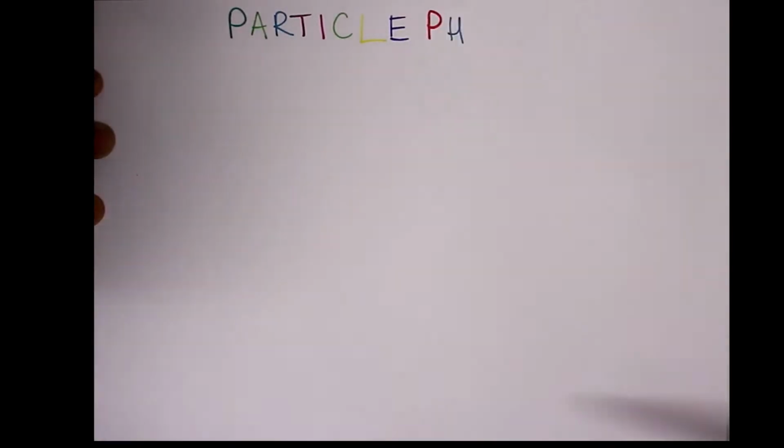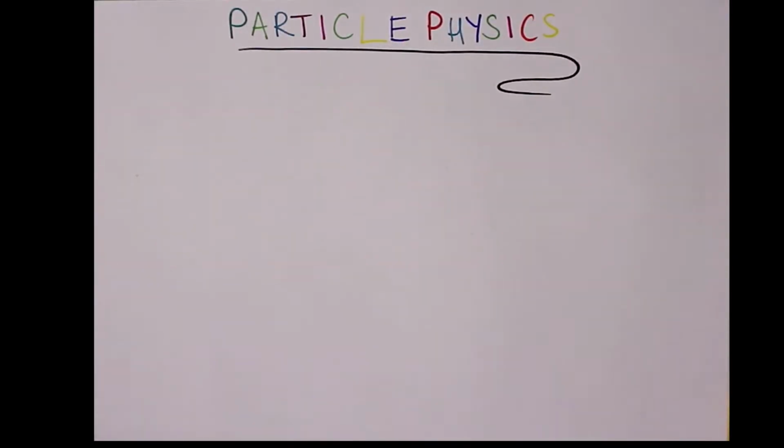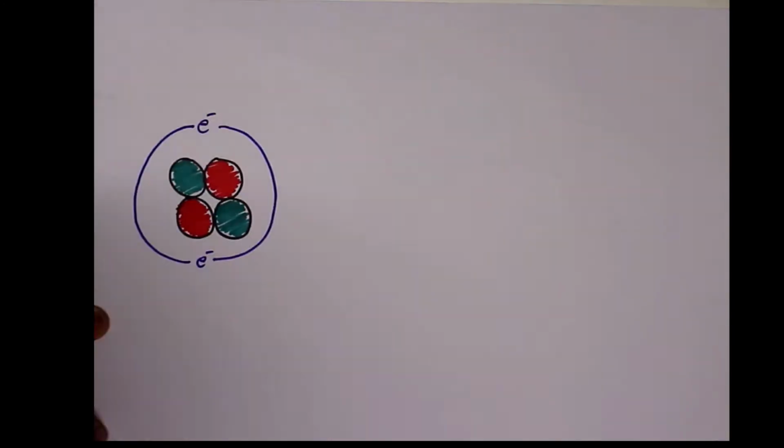Particle physics. The fundamental idea that all physics in its smallest form can be described as particles interacting. Let's start by breaking down something familiar, the helium atom. The helium atom is composed of a nucleus with 2 neutrons and 2 protons, and the nucleus has 2 orbiting electrons. However, protons and neutrons are not fundamental particles themselves.